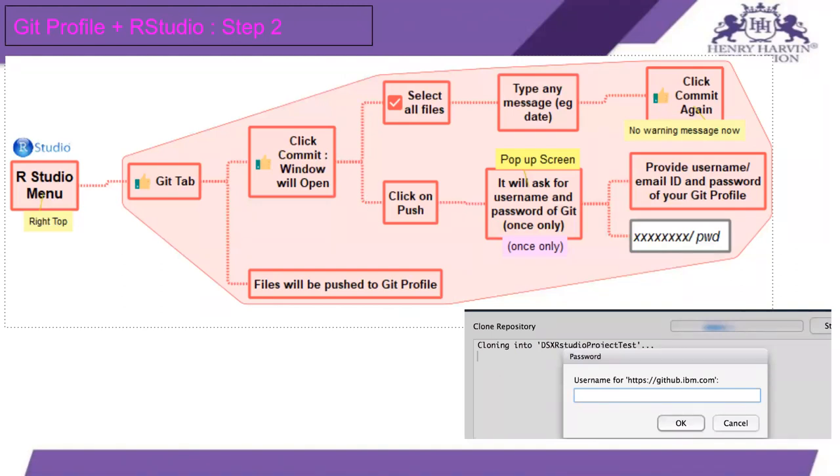Now you can click on the push button, and when you click on it, it'll ask you for your username and password of Git, and all the settings which you are doing are happening only once. You can provide your username or email ID and password of your Git profile here. If the username and password are correctly entered, you will find the files being pushed. And if you click on the push button again, it says everything is up to date.